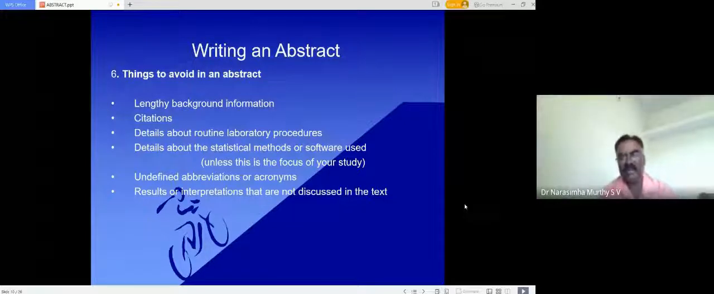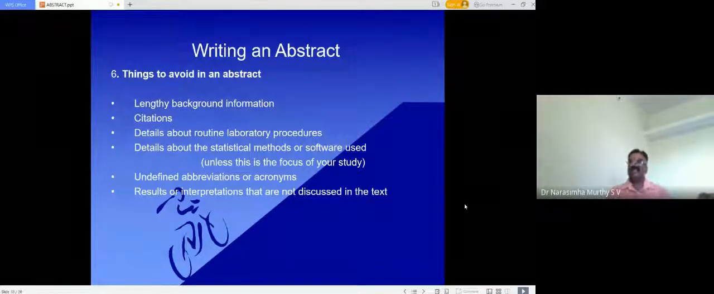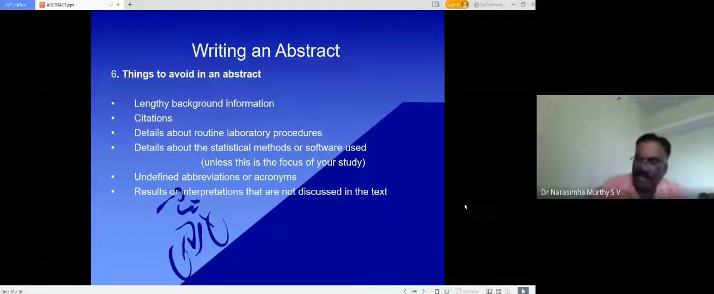And remember, avoid any undefined abbreviations or acronyms. Actually, even if it is defined, you should avoid abbreviations and acronyms. And anything that is not discussed in the text, like a result or an interpretation, such things which are not discussed in the text should be avoided completely in an abstract.